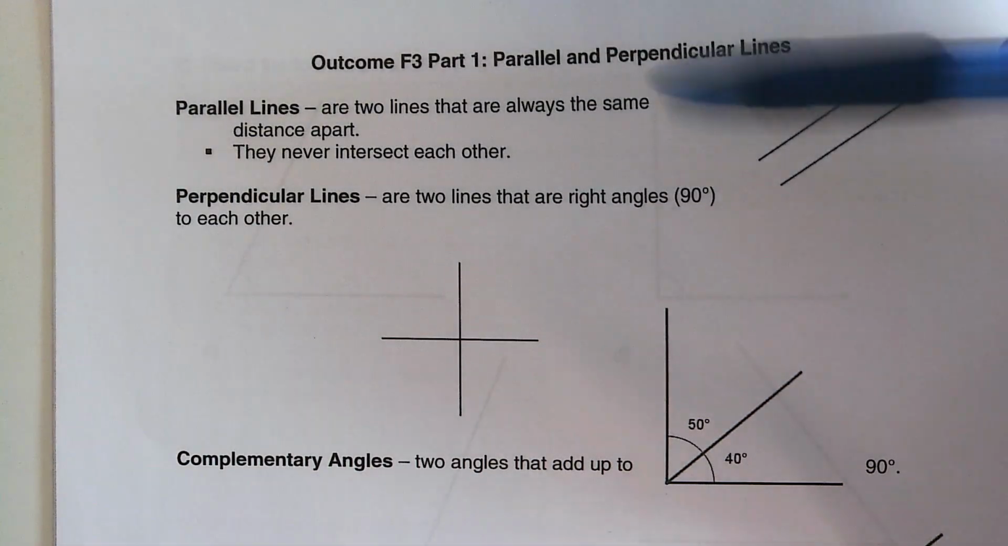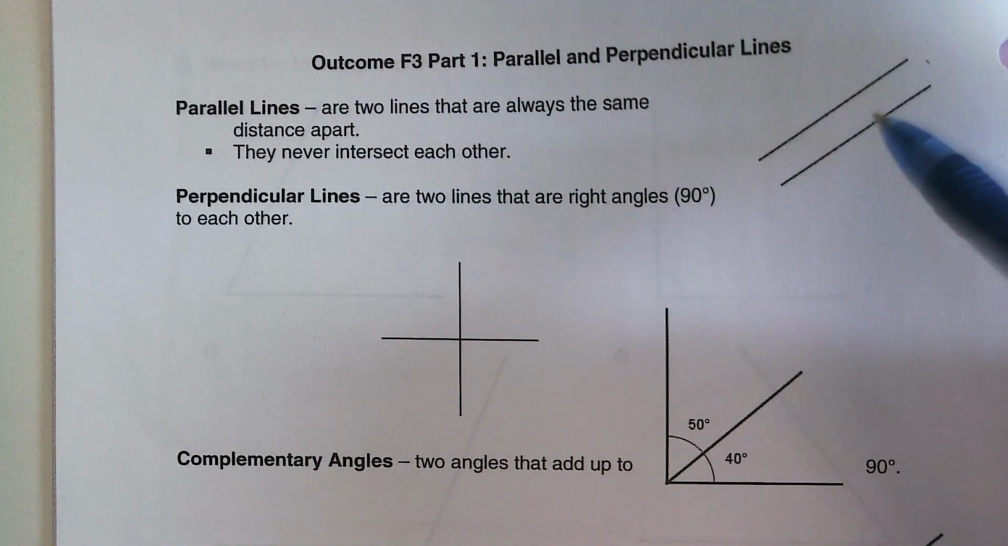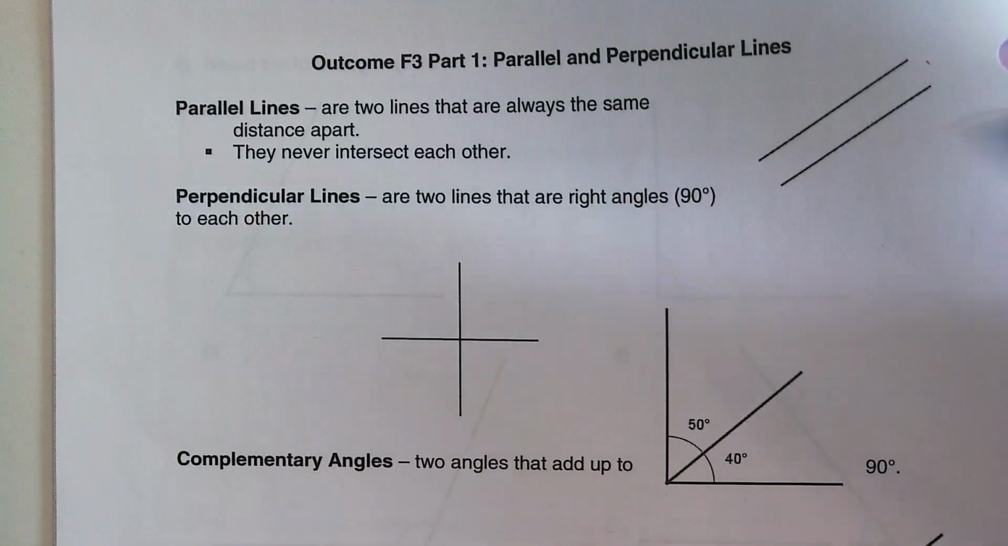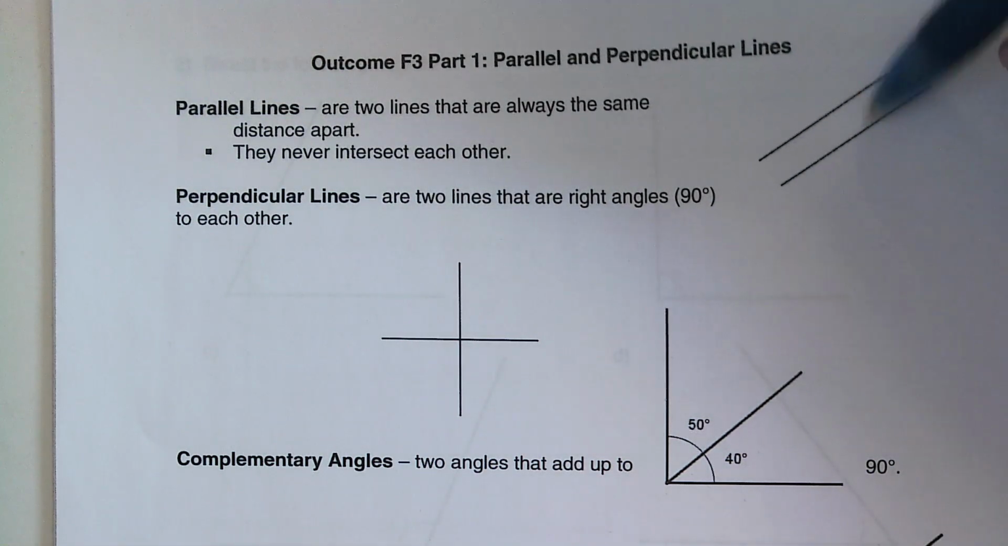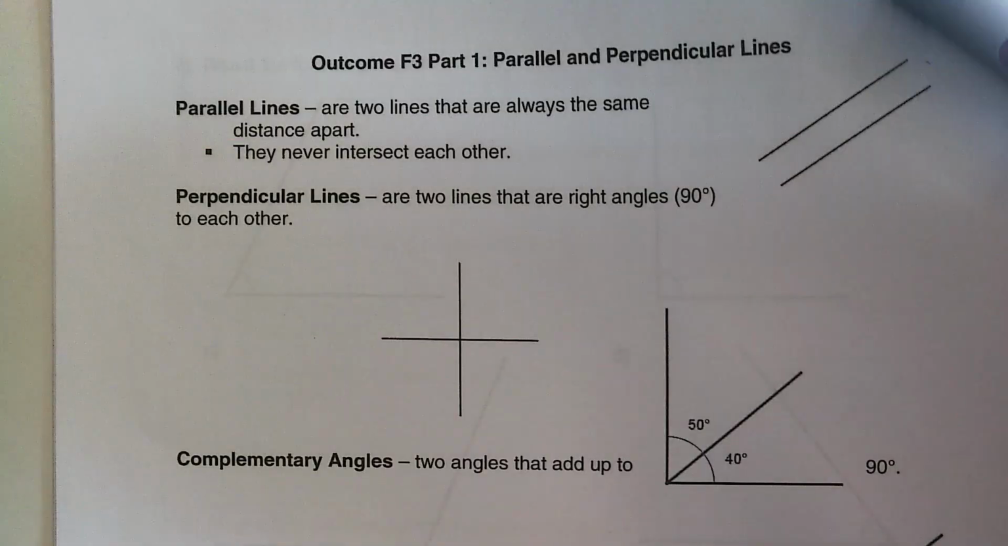So first, we're going to start off with parallel lines. Parallel lines, you might have heard of it before. They are two lines that basically never cross each other. So like these two lines, they're both perfectly straight. They're never going to cross one another. Another property that it has is that they are always the same distance apart. So no matter where I measure on these lines, it should always be the same distance.